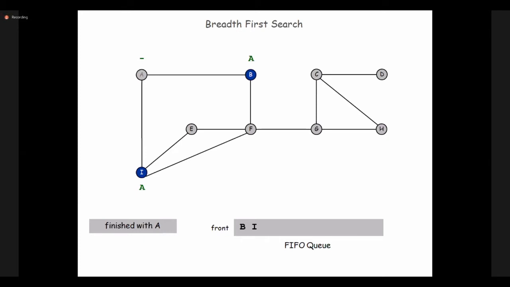AF, but A is already visited, na. So while writing the program, we have to write the logic in such a way that if there are more than two adjacent vertices for B, then we have to check whether the vertices are visited or not visited. If a vertex is visited, we are not including it, because A is already done. We don't want to include it again. If we include it, a cycle will form. We have to include it only one time, right?